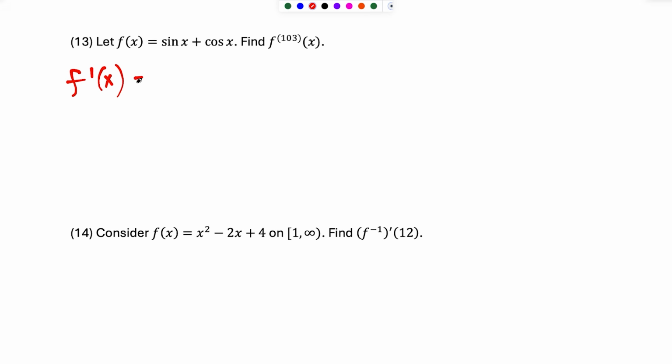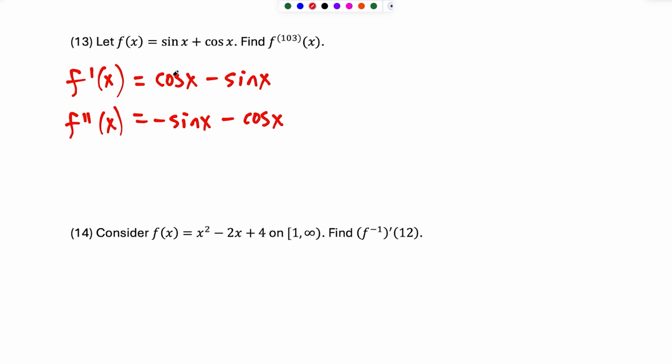So f prime, the first derivative, we take the derivative of sine and we get cosine. And then we have the derivative of cosine is minus sine. And then for the next derivative, we have f double prime of x equals the derivative of cosine is minus sine. And then we have the derivative of sine is cosine. So we get minus cosine x. Just know when you derive a cosine term, there's a sign change. When you derive a sine term, there is no sign change. So that's how I know how to go from here to here.